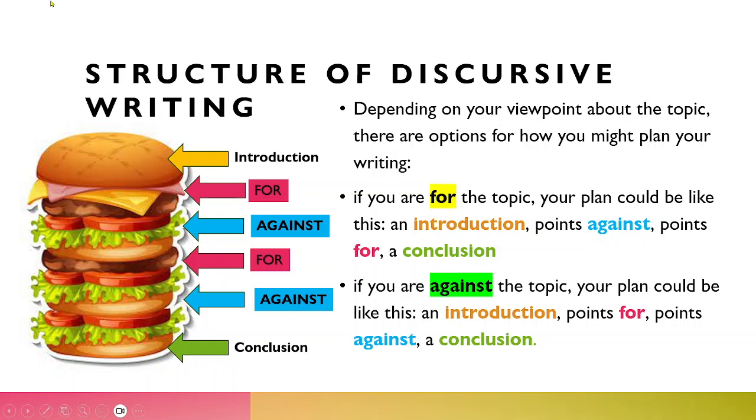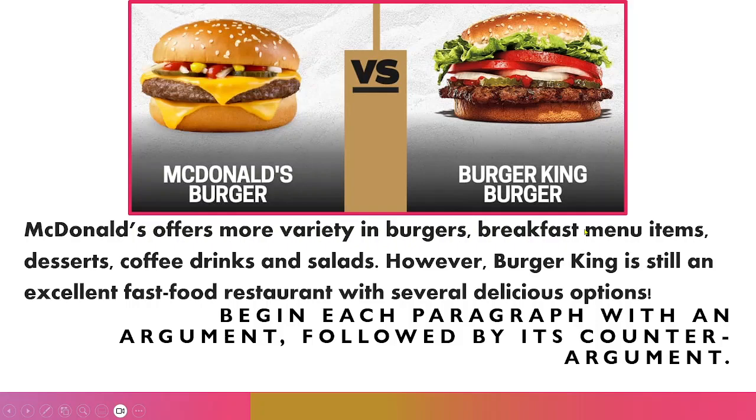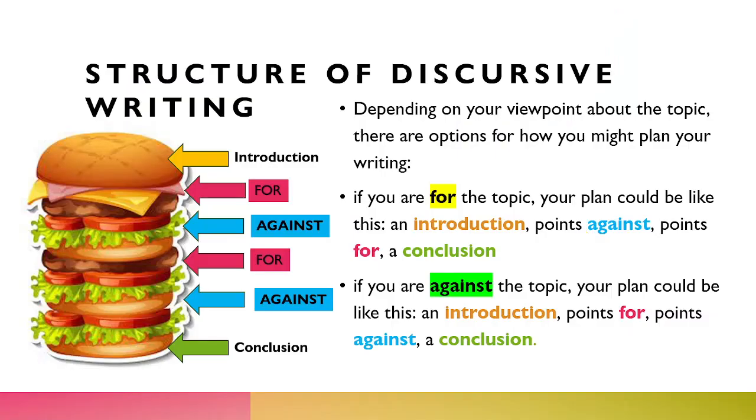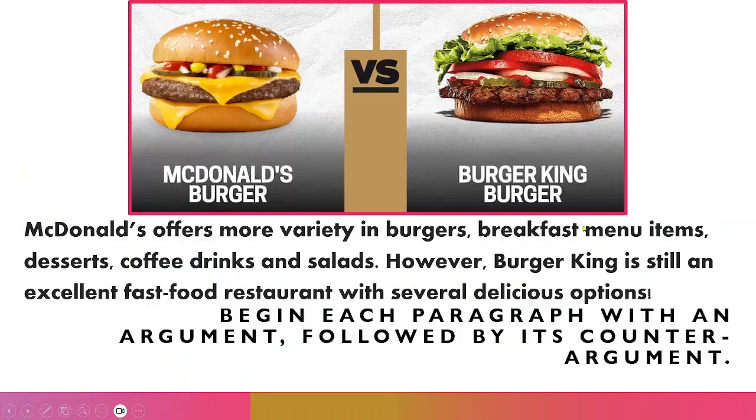For example, if you are for the topic, you're going to have your introduction, then your points against and your points for, and then your conclusion. If you're against the topic, again, you still have your introduction and your conclusion, but you will start with your points for, then have your points against, and then have your conclusion. Staying with that theme of hamburgers, remember we're discussing both sides equally.